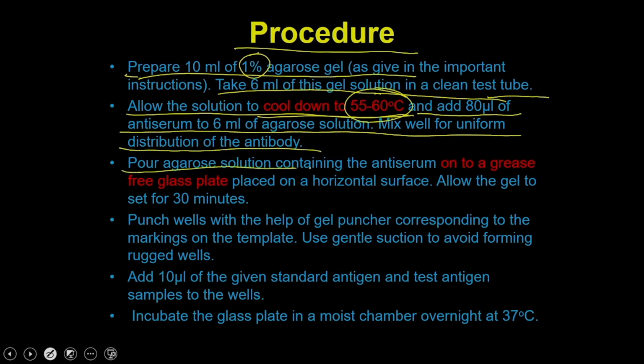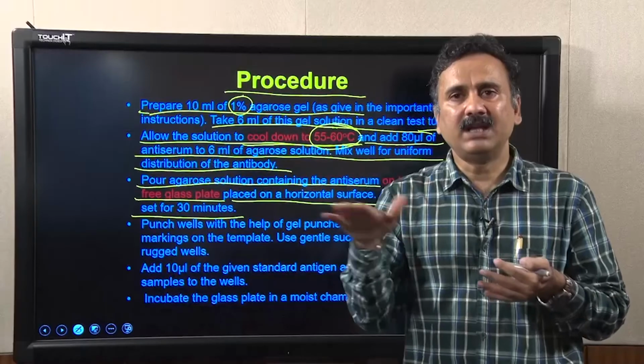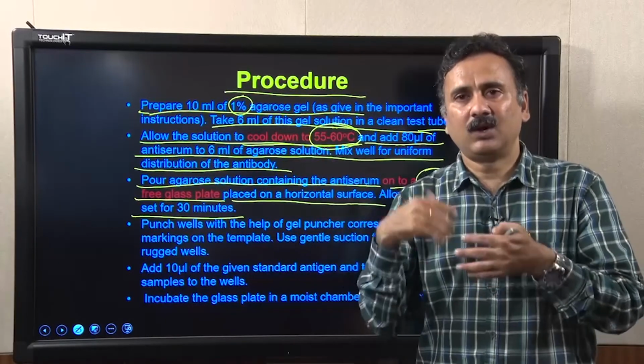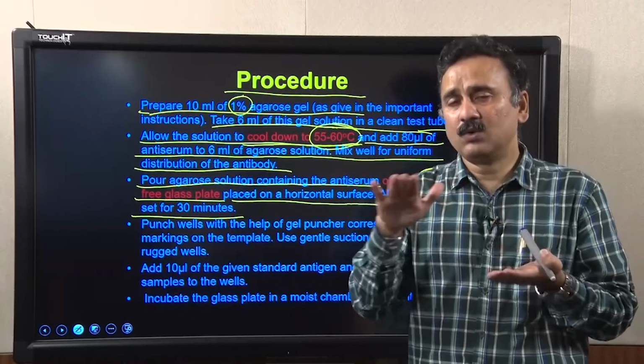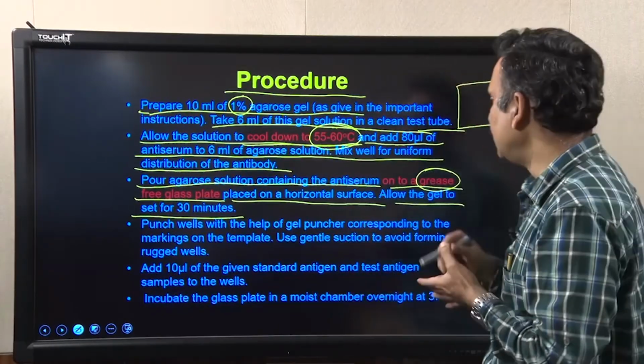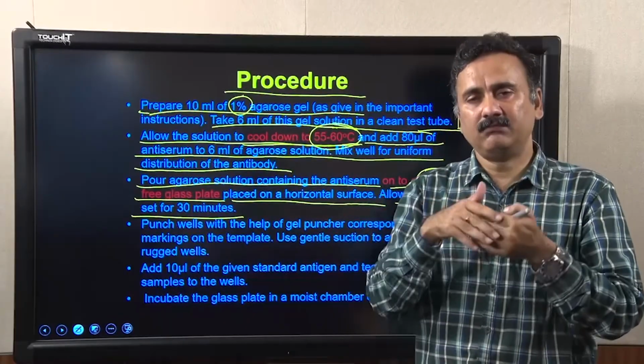Then you pour the agarose solution containing the antisera onto a grease-free glass plate placed on a horizontal surface. Allow the gel to settle for 30 minutes. This glass plate should not have grease, because some glass has a shiny coating, and if you have a shiny coating, the agarose block will not stick to it. So, what you need is a glass which does not have the shiny coating, and it should be rough actually, so that it is able to hold the agarose block. Then you pour the agarose onto this, and let the agarose solidify.